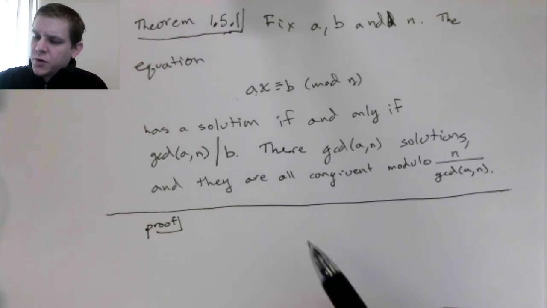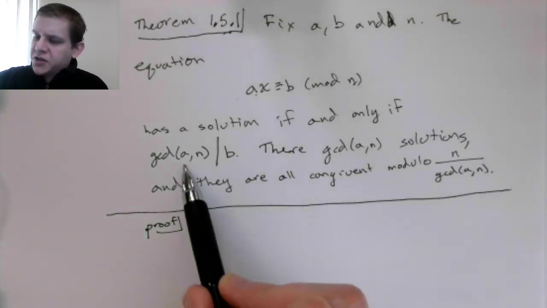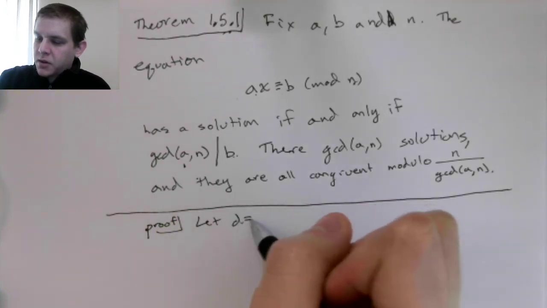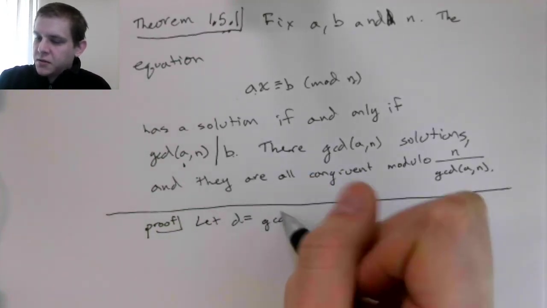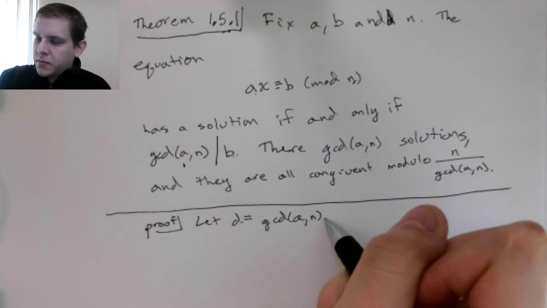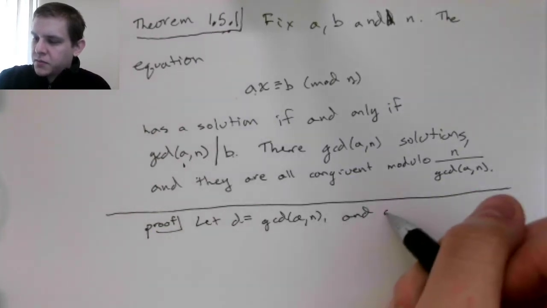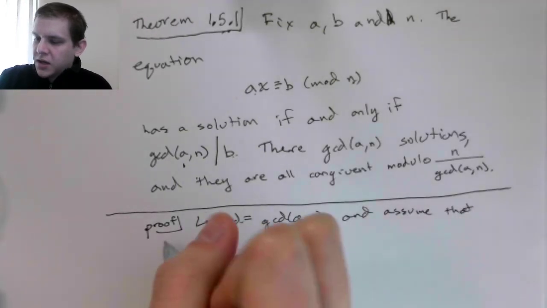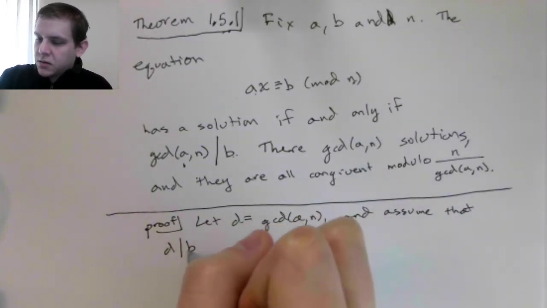So let's work in one direction. Let's assume this GCD divides B. So I'm going to give it a name. Let D be the GCD of A and N, and assume that D divides B.